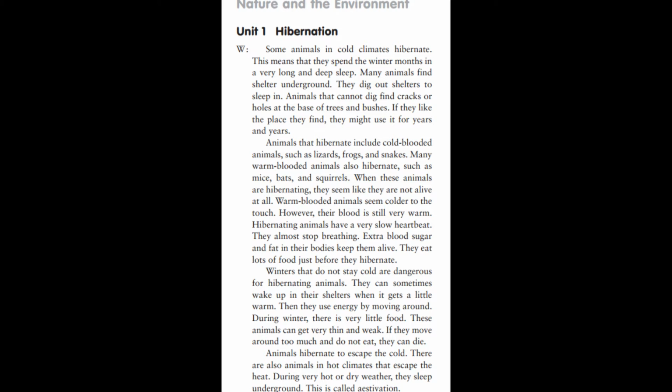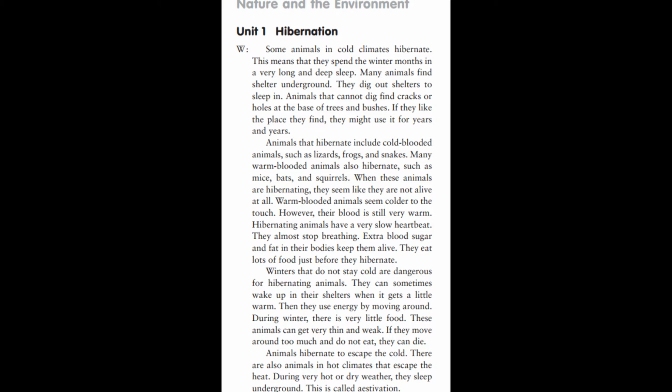Winters that do not stay cold are dangerous for hibernating animals. They can sometimes wake up in their shelters when it gets a little warm. Then they use energy by moving around. During winter, there is very little food. These animals can get very thin and weak. If they move around too much and do not eat, they can die.